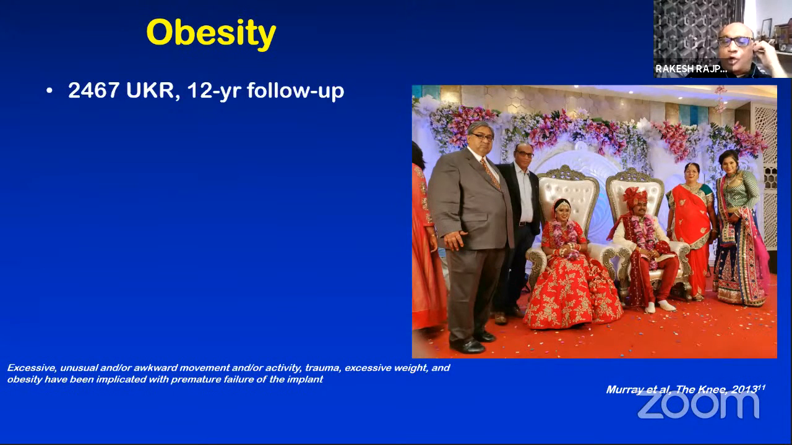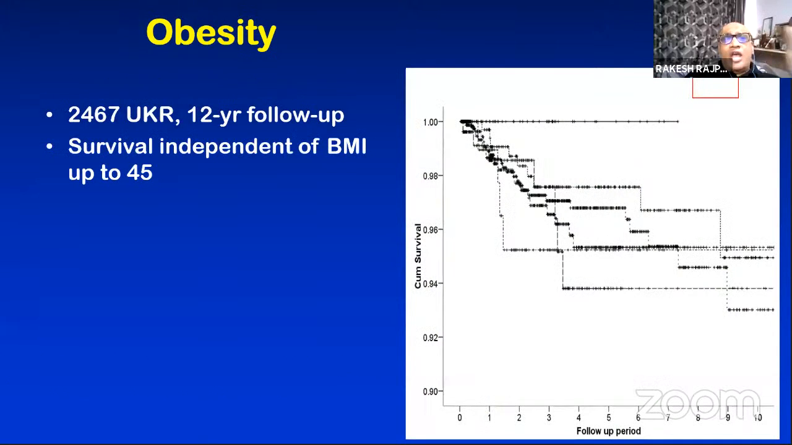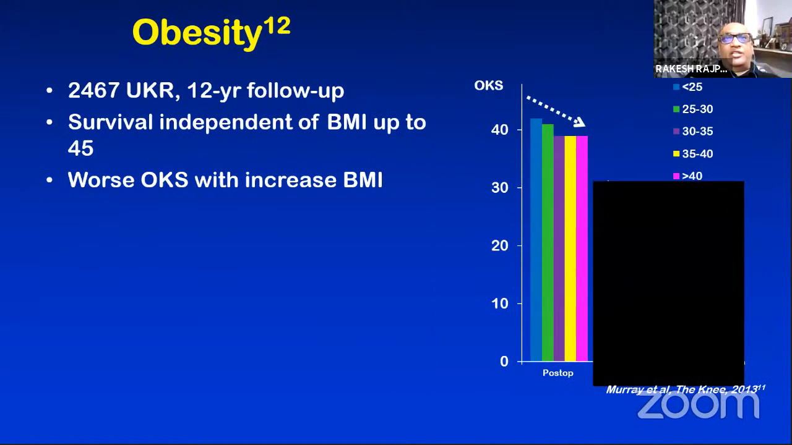So this is his daughter getting married, last year. So from 2006 to last year, which is around 14 years, that is the survival of a fixed bearing unicompartmental knee replacement in this obese patient. And this was my index patient. I was just getting used to the fixed bearing scenario in India. And even if you look at the Oxford series, up to BMI 45, the results are exactly the same.